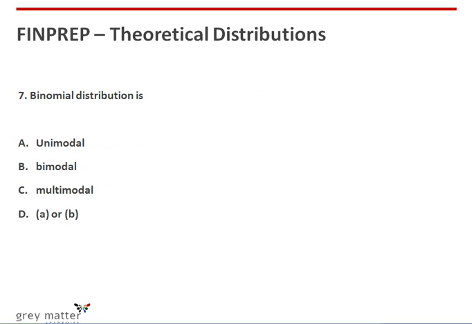Seventh question: binomial distribution is what do you call it? It has got more than one mode, so it is either unimodal or bimodal. So the answer is D option, which is either unimodal or bimodal. If you go to our answer PowerPoint, it says D option, which is A or B, which is unimodal or bimodal.